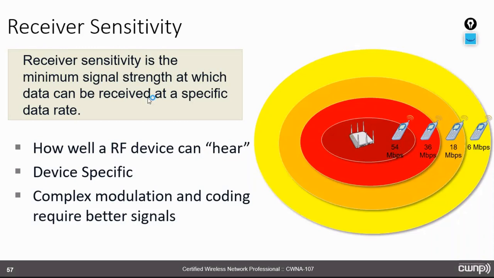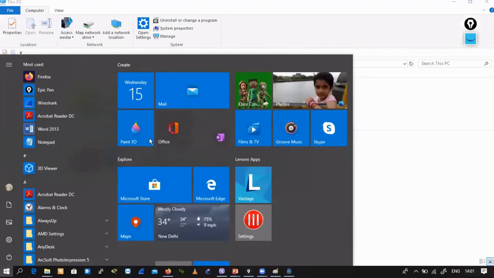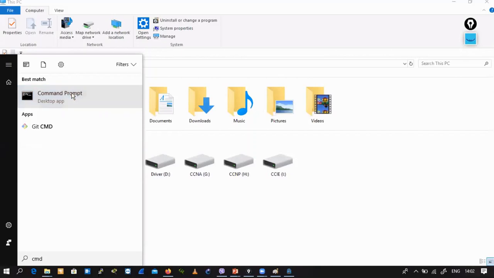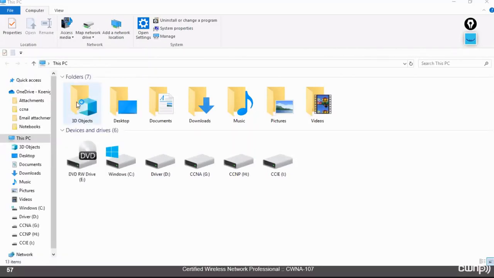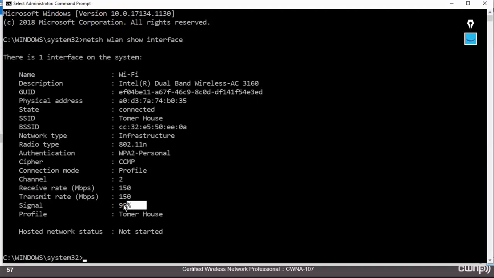CWNA is going to teach you one more thing, which is very important. If you go to CMD, the command prompt, right click, run as administrator. Whatever I am showing you, I learned from CWNA, to be very honest. Then you have a command, netsh wlan show interface. If you execute this command, you will see my signal quality, 99%. Super, right? I'm connecting with this BSSID.